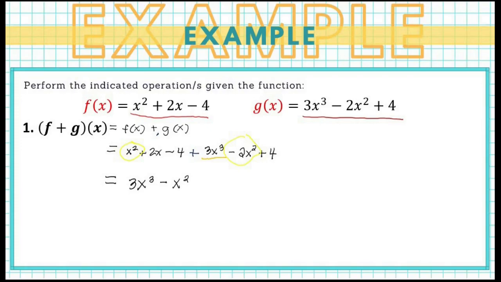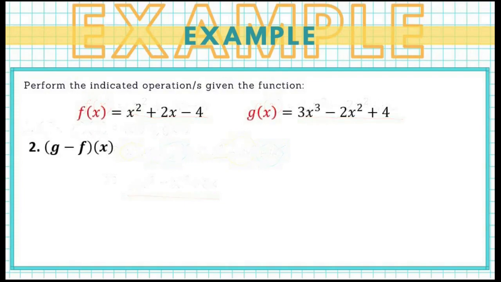Moving on, let's see if we can combine anything with 2x, and obviously we cannot combine anything with 2x, so we simply copy it as is, plus 2x. And lastly, let's combine the constants. We have here negative 4 and positive 4. If we add them, definitely it will cancel out because the result is simply 0. Therefore, the sum of the functions given is 3x cubed minus x squared plus 2x.